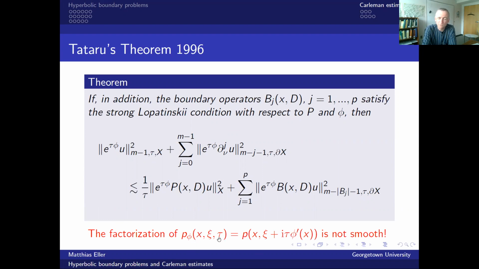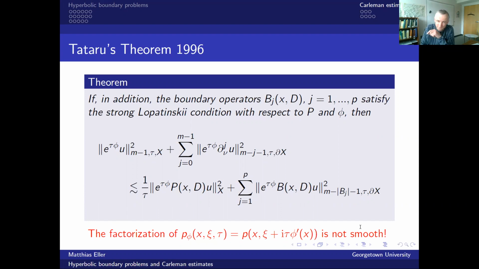the polynomial, or the symbol which matters, is, so to speak, like in the hyperbolic case, just you don't propagate in direction t. So you have now this propagation in direction phi prime. This factorization into roots, which have positive and negative imaginary part, is not smooth. So that is actually rather forbidden here. You don't have, as you have for the Kreiss or Sakamoto condition, the smooth factorization.